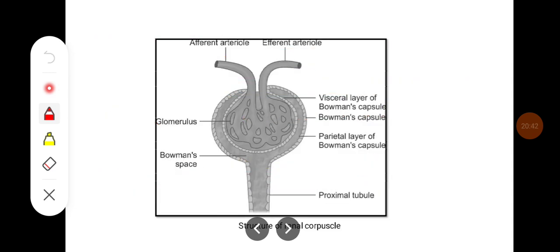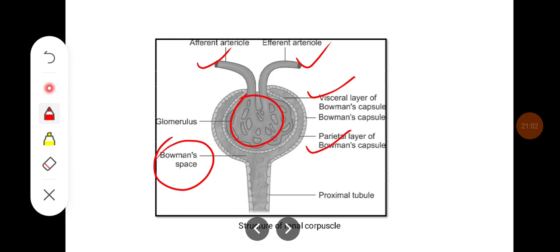Okay, so this is the structure of the renal corpuscle, which shows the afferent and efferent arterioles, which form the tuft of vessels, and this is the Bowman's capsule. In between, you have the visceral layer and the parietal layer. The visceral layer surrounds the arterioles, and the parietal layer forms the Bowman's capsule. In between, it is called Bowman's space.